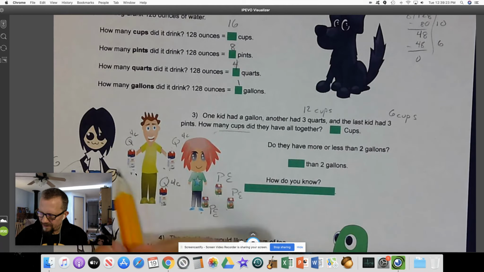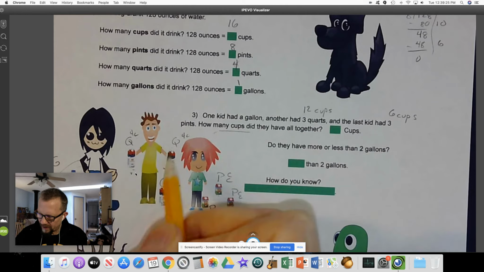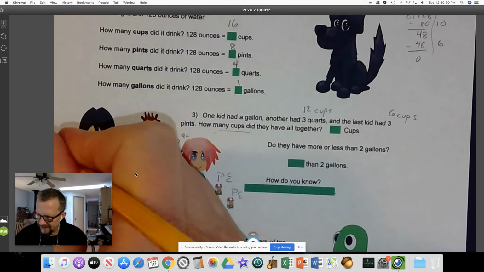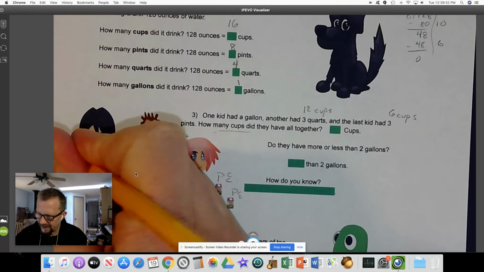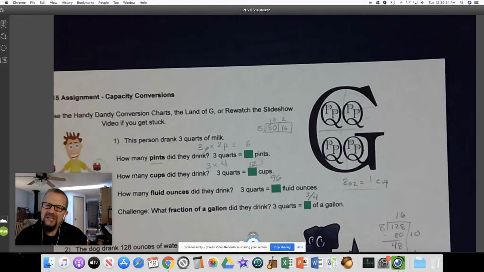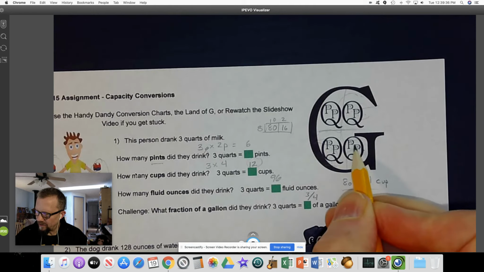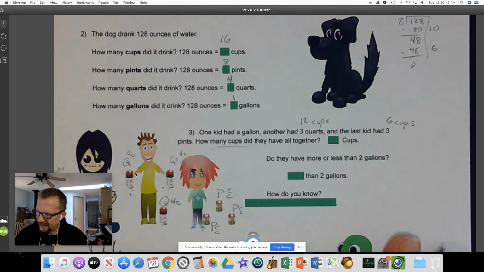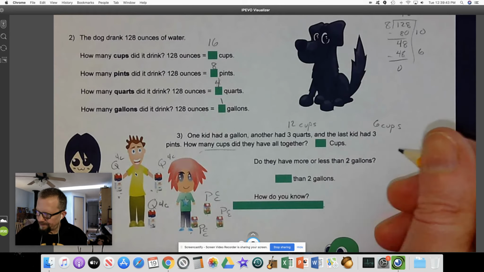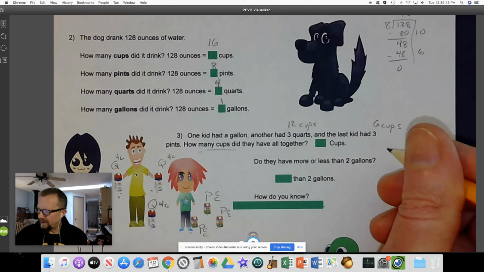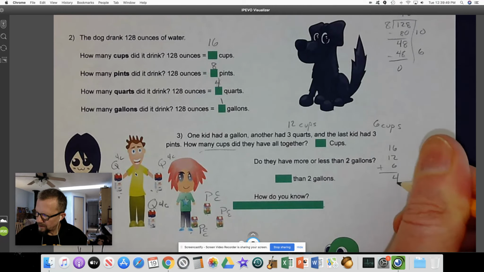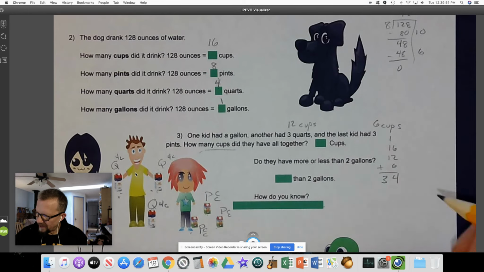And then the gallon's just 4 quarts. And we just said there are 4 cups in every quart. So we need 4 more. So it's a total of 16 cups in the gallon. And again, I could go up to the land of G and count all my cups. 2, 4, 6, 8, 10, 12, 14, 16. So 16 cups. Now we just have to add all those up. Get your scratch paper and add all these up. So we had 16, 12, and 6, which is 34 cups. 34 cups.